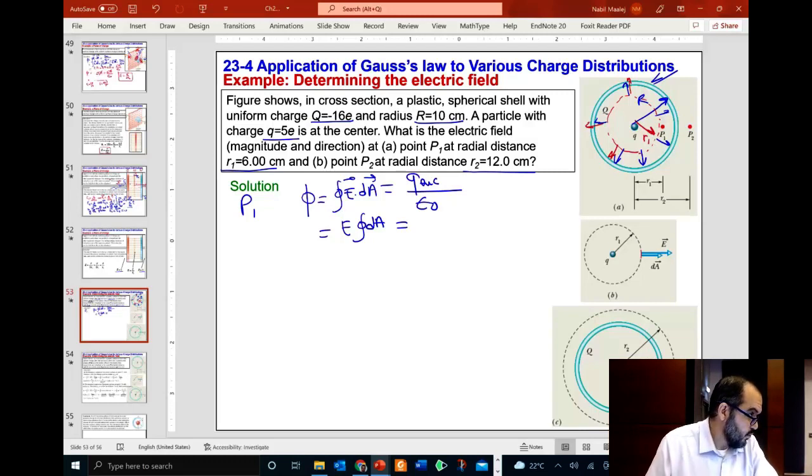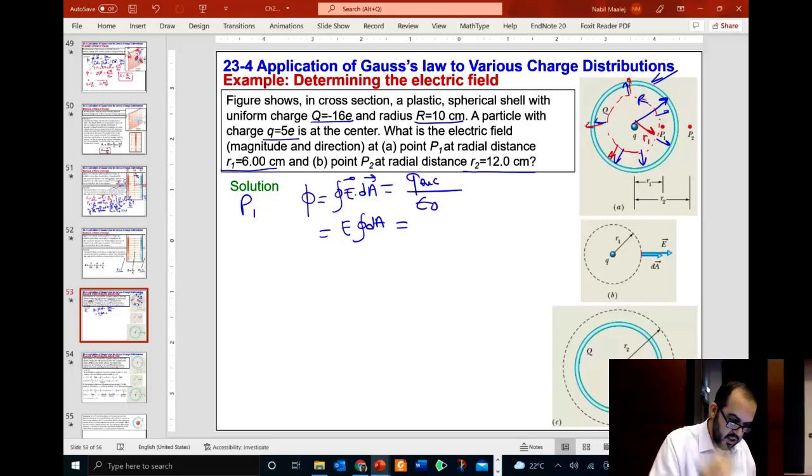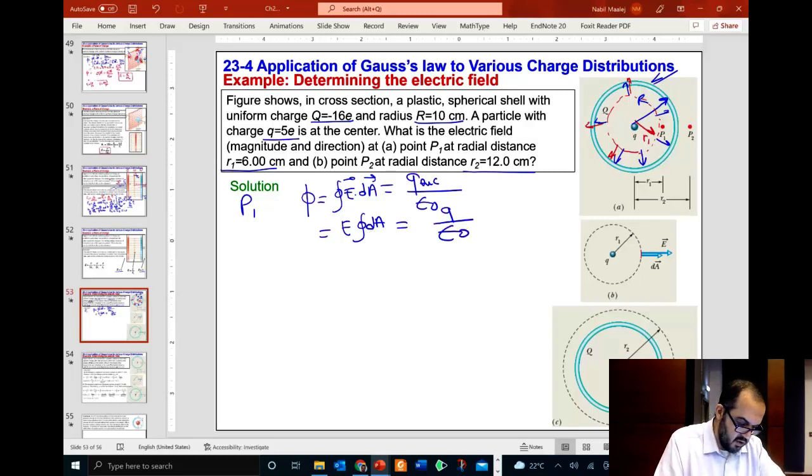Q. Why are you hesitant? There is no other charge. There is only Q. Gauss's law says the flux is equal to the charge inside this closed surface divided by epsilon 0. The only charge inside the surface is Q. So it's Q divided by epsilon 0. The integral of dA is just the area of the sphere, so this is E times 4 pi r squared, equal to the charge enclosed divided by epsilon 0. And we get E equals 1 over 4 pi epsilon 0 times Q over r squared.